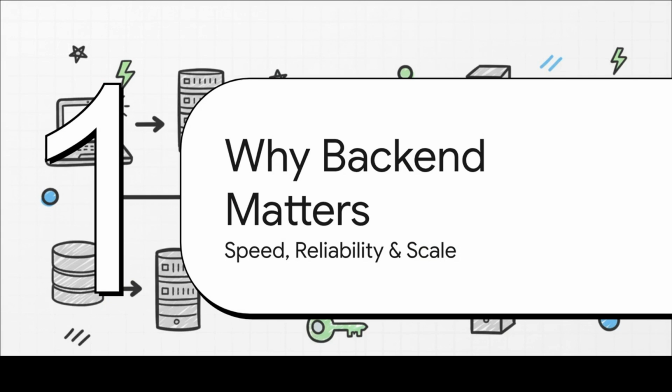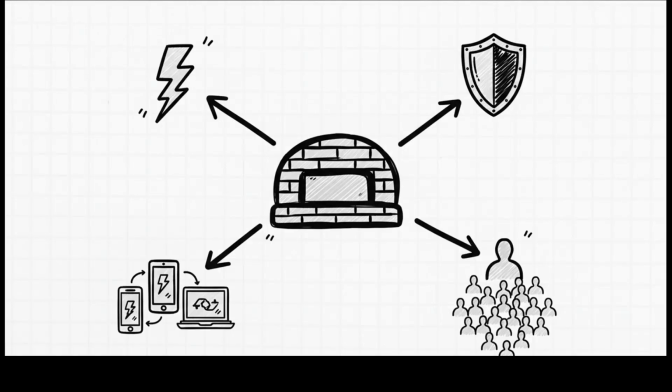Okay, so now we know how it works. But let's ask the big question. Why does any of this matter? Why should you care about this invisible system? What's the real payoff for building a really, really good backend, a great digital kitchen? Well, it turns out, it's everything. A strong backend is the difference between an app that feels instantaneous and just magical, and one that's slow, buggy, and just makes you want to throw your phone.